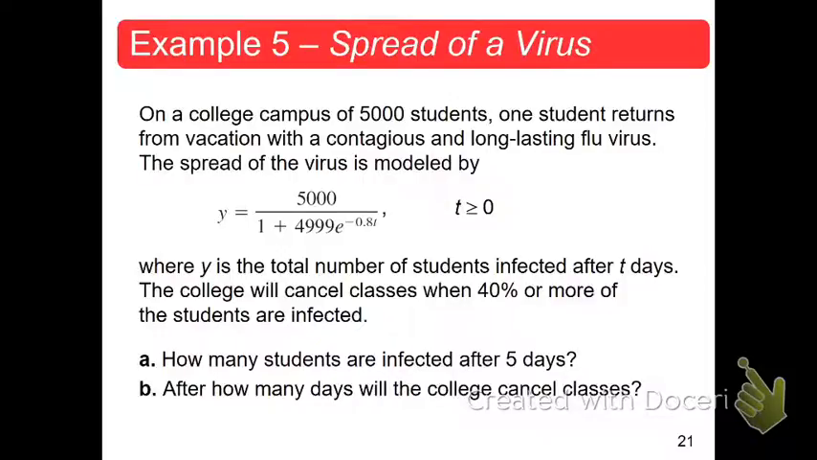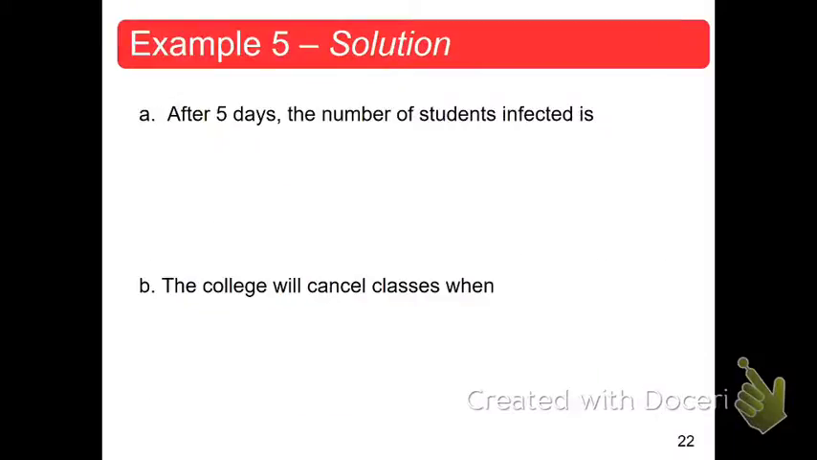All right, so let's work on these problems here. So A was after 5 days, the number of students infected is. Well, after 5 days, is 5 going to be my t or is it my y? Well, if you look back, it tells you after t days. So t must be 5. So we're just going to plug that into our equation and solve. So let's do that now.